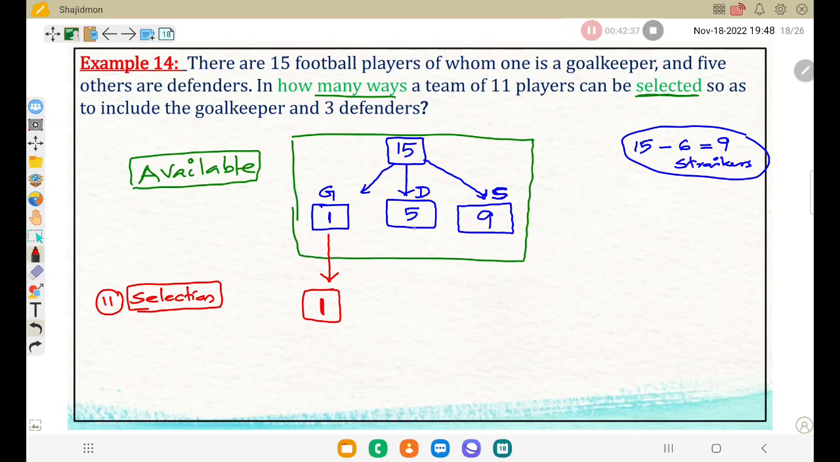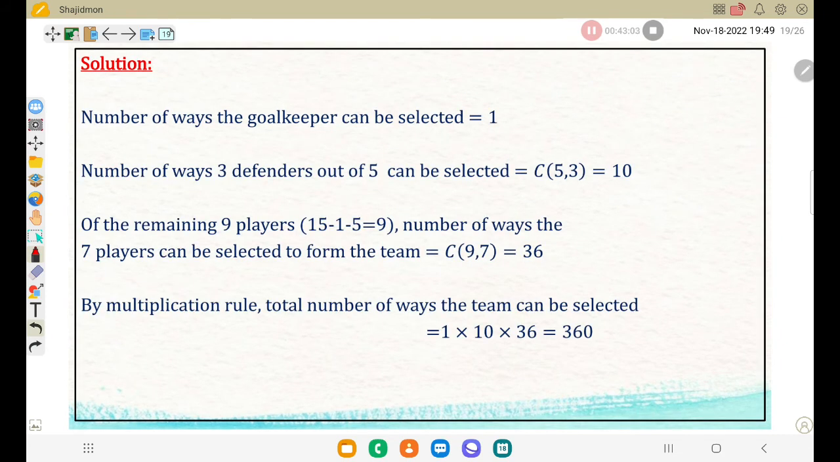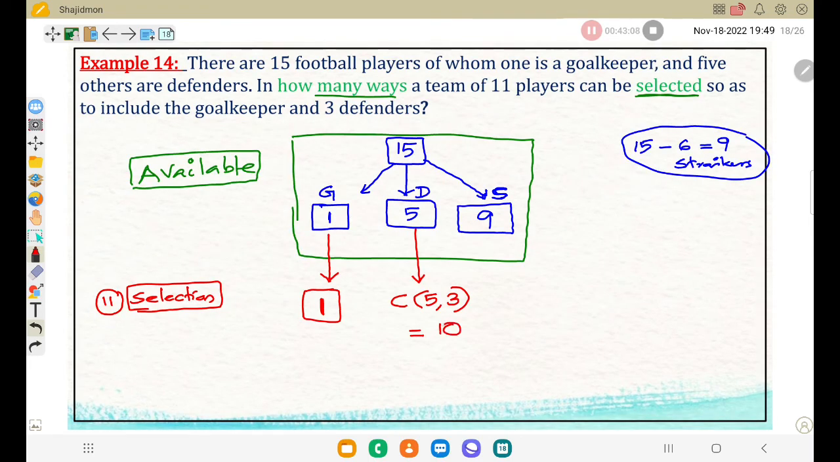Now how many defenders do we have? 5 defenders we have. But how many defenders do we need for the 11 player team? 3 defenders we need, correct? So out of the 5 players we need to select 3. So what is the combination? From 5 defenders I want to select 3. Combination of 5, 3, correct? You can check by calculator how many ways we can select from 5 players, 3 at a time. You can see it is 10. So I can write here equal to 10. So the defenders selection is 10 ways. Goalkeeper we can select only one way, correct?